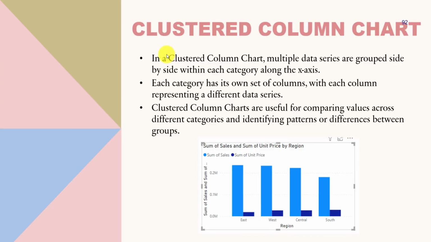Next, see the clustered column chart. This is also similar to the clustered bar chart. So you can see multiple data series are grouped side by side within each category along the x-axis, and each category has its own set of columns with each column representing a data series. They are useful for comparing values across different categories and identifying patterns or differences between groups. Here you can see the example of the clustered column chart.